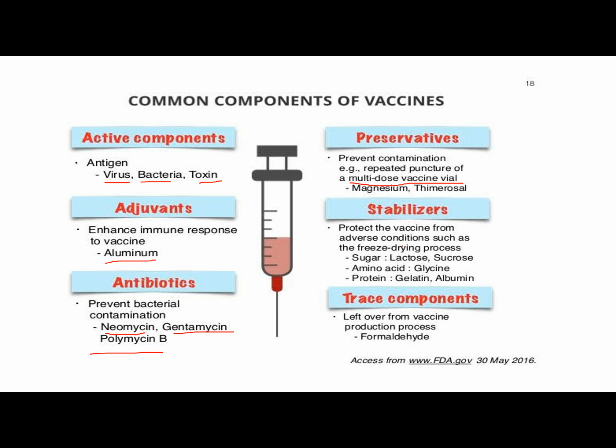Then for stabilizers, they would protect the vaccine from adverse conditions such as the freeze-drying process. They would include sugars like lactose and sucrose, the amino acid glycine, and proteins like gelatin and albumin. Then there would be trace components. These are the leftover products from vaccine production, such as your formaldehyde.